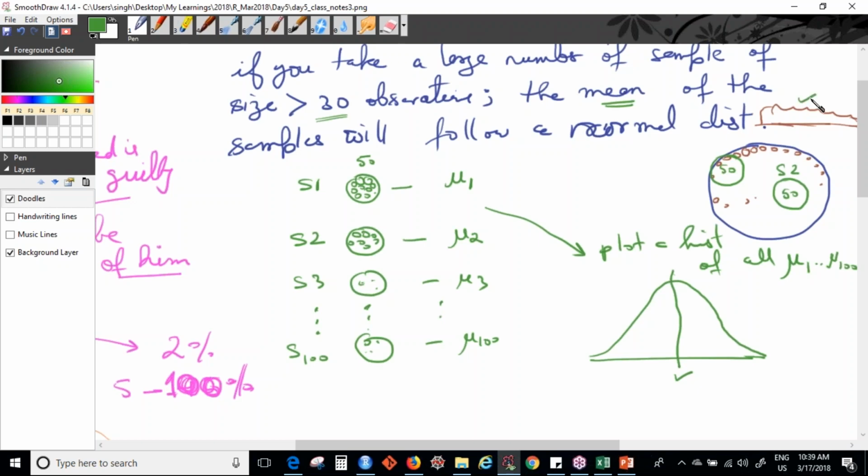See, initially the population was like this. The population was not normal. But when you took many different samples of size greater than 30, and plotted them on a histogram, you found that they were normally distributed. That is why the normal distribution is so popular: even if your population is not normal, the sample mean will eventually become normally distributed.